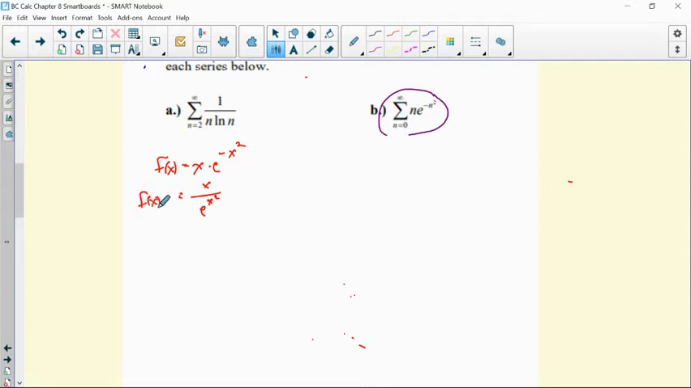We want to make sure, are we continuous on this interval? Yes, from 0 to infinity, e to the 0 is only 1. So we definitely know that it's continuous. So I'd say like note.